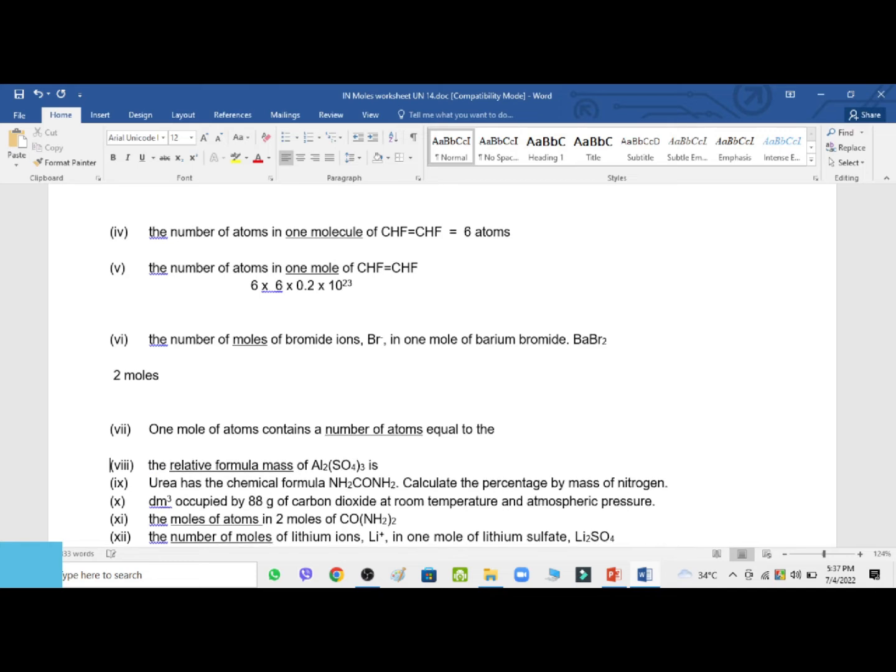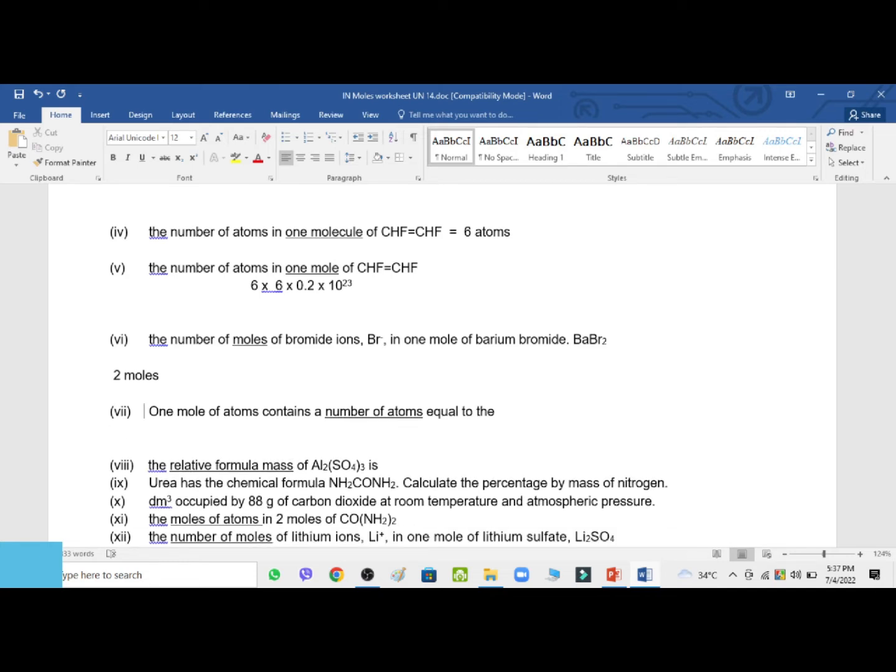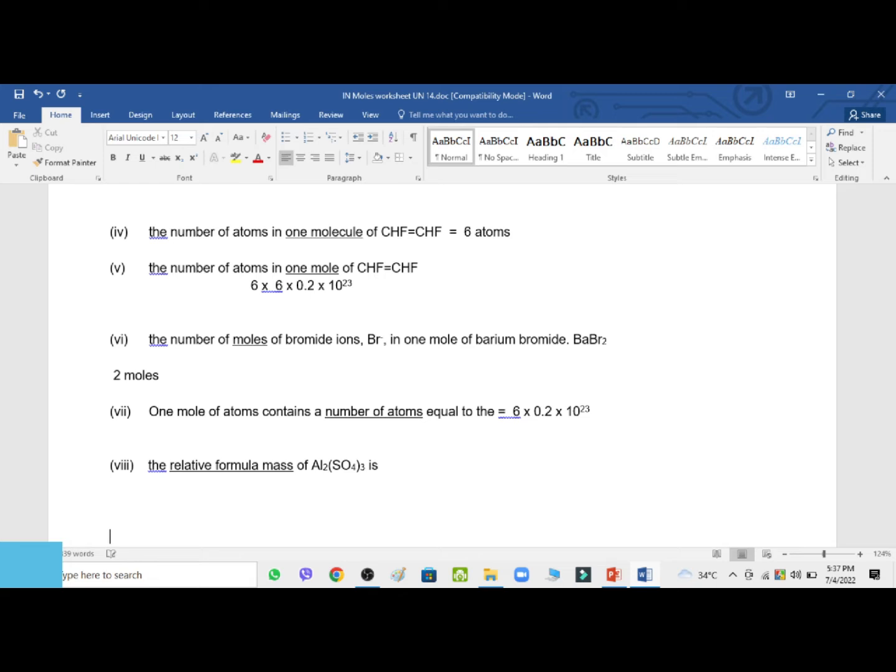Then we get the next one. 1 mole of atoms contains a number of atoms equal to simply the Avogadro number, because 1 mole of anything means this number of things, maybe atoms or maybe molecules. Then this is relative formula mass, very simple.